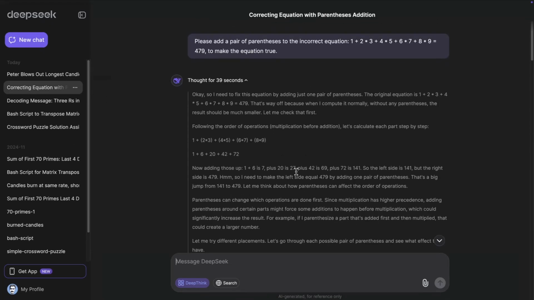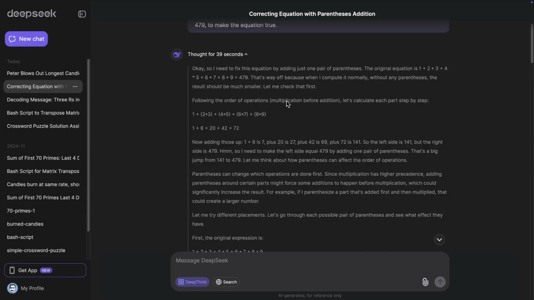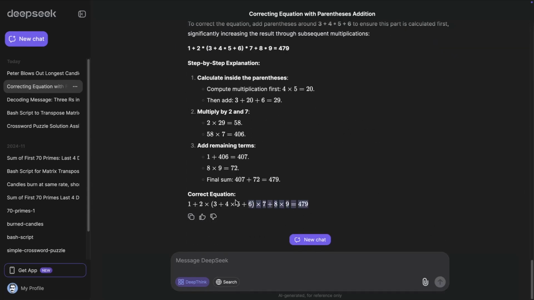There is this test that I did too, and I think I tested this one on the Qwen model. This one is about, please add a pair of parentheses to the incorrect equation. And when I look at the results, this is the correct result right here. So that's really good to see. All right, and those are the examples. If you want to test out more examples, I do have some videos where I tested more things like math problems and things like that. I will be testing these models more and more.